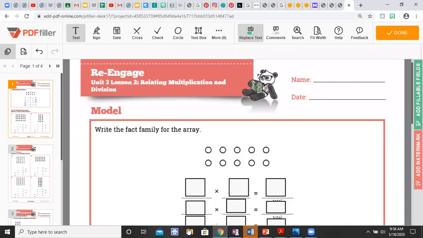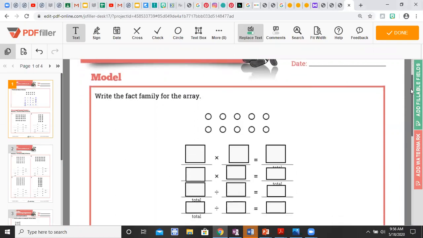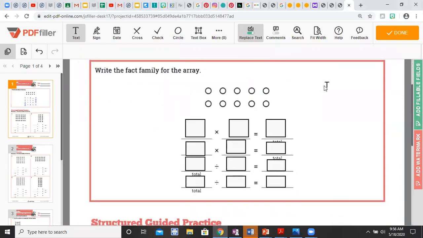In this lesson, boys and girls, we are reviewing relating multiplication and division. When we're relating multiplication and division, we are basically taking a look at fact families, okay? So we're going to be using the arrays to help us with these fact families. So let's look at the first array here.